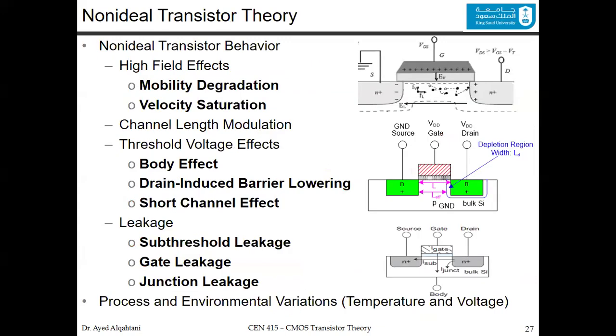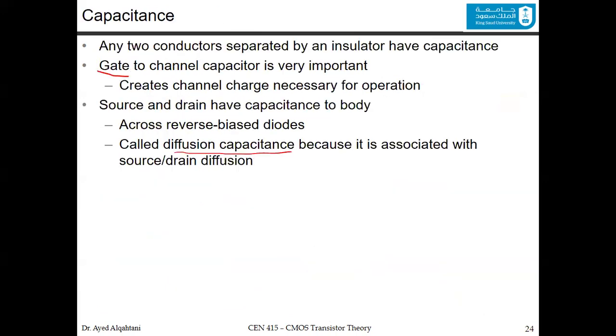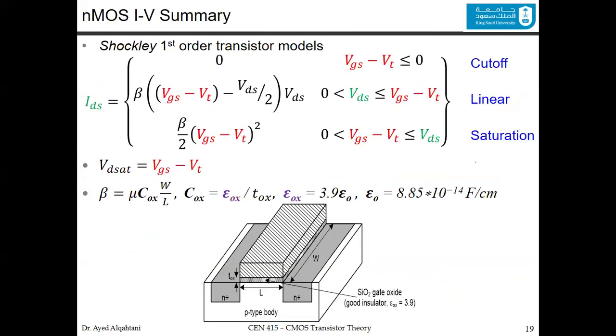So after discussing the relationship between the current and the voltage and writing the mathematical model, which is the Shockley model, where it has the cutoff, the saturation, and the linear regions, that was the ideal case. So this mathematical equation here is the ideal relation between the current and the voltage.